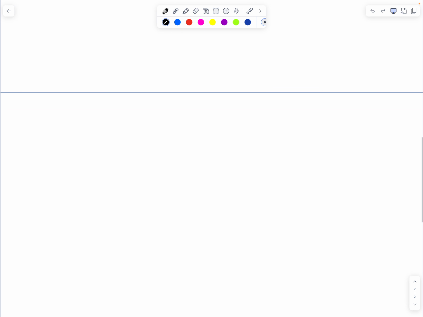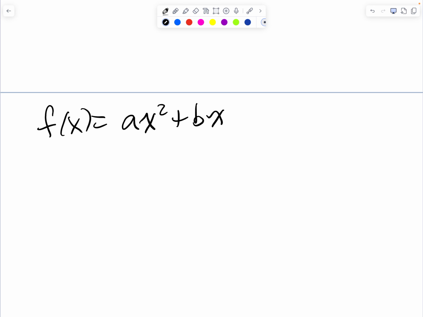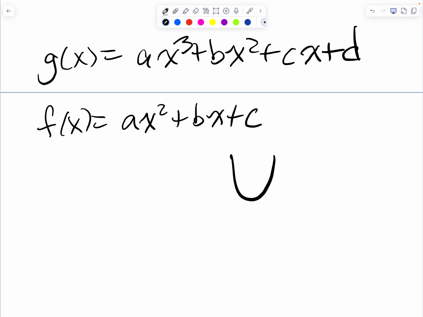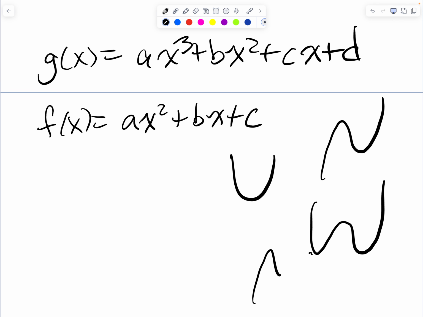You could keep going, you know. Let's say I had a higher degree one, and I'll call it g of x. Here is a cubic. You just keep going higher powers. This is a third degree polynomial, okay? Now, in general, this guy is a parabola. This guy looks like that. If I went to 4th degree, I'd have that. 5th degree, the more the powers, the more wiggles you get, right?